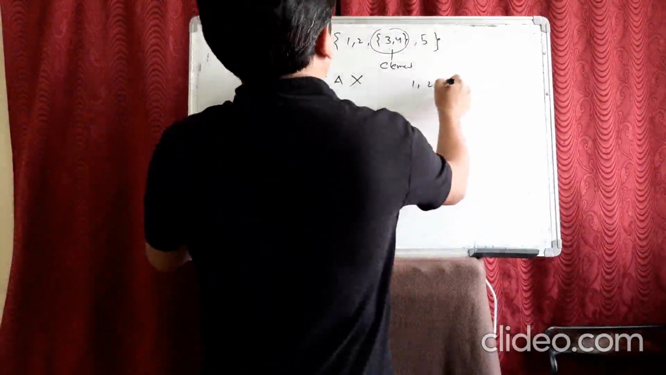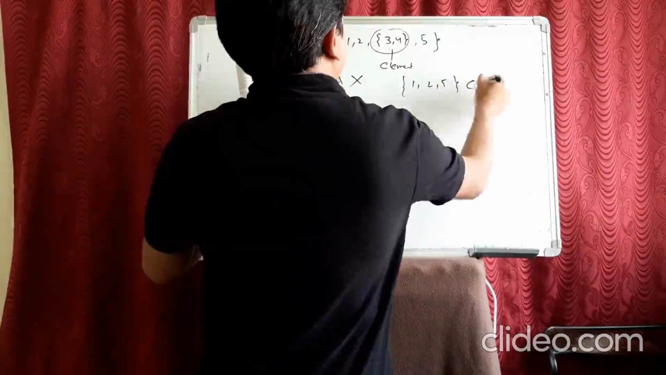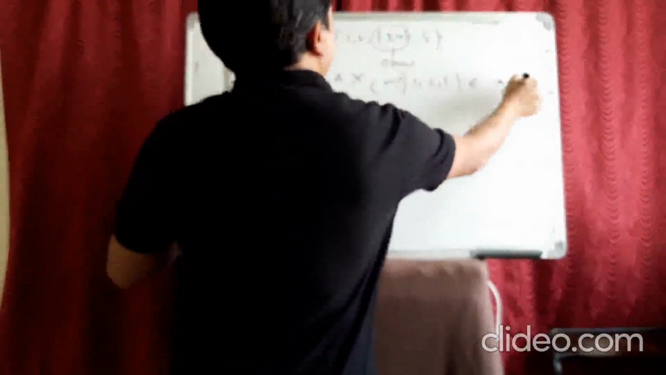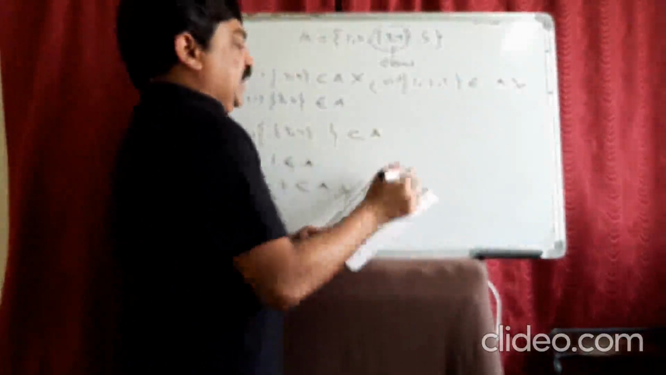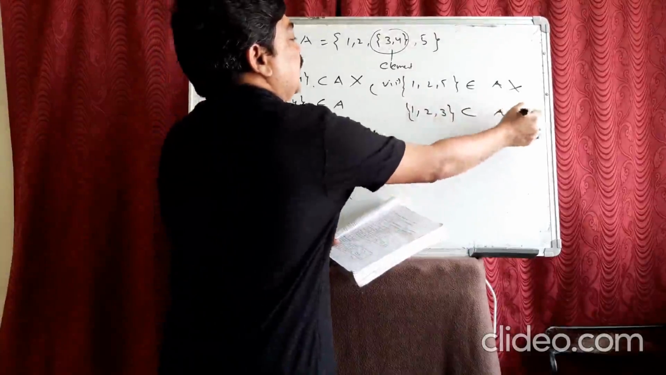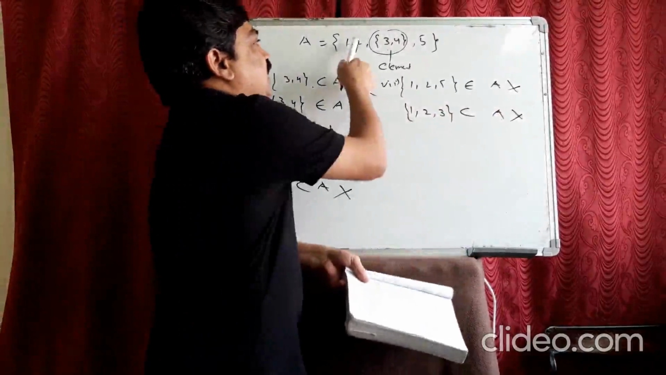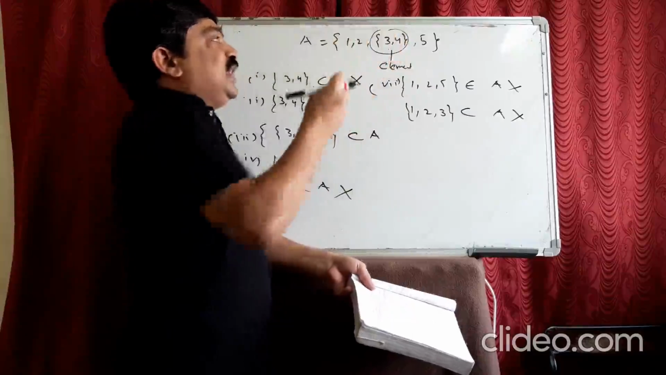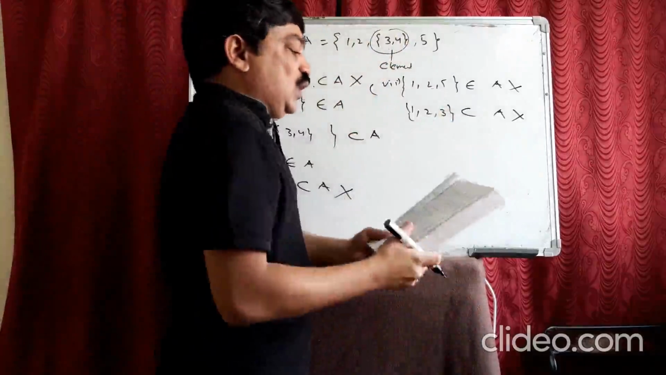Next one, 1, 2, 5 belongs to A. This is wrong. 7th one, this is wrong, because this is a set. And 1, 2, 3, this is a set, a subset of A. This is also wrong because 1 is there, 2 is there as elements, and 3 is not there. You cannot separate 3 from that set. So this is also wrong.